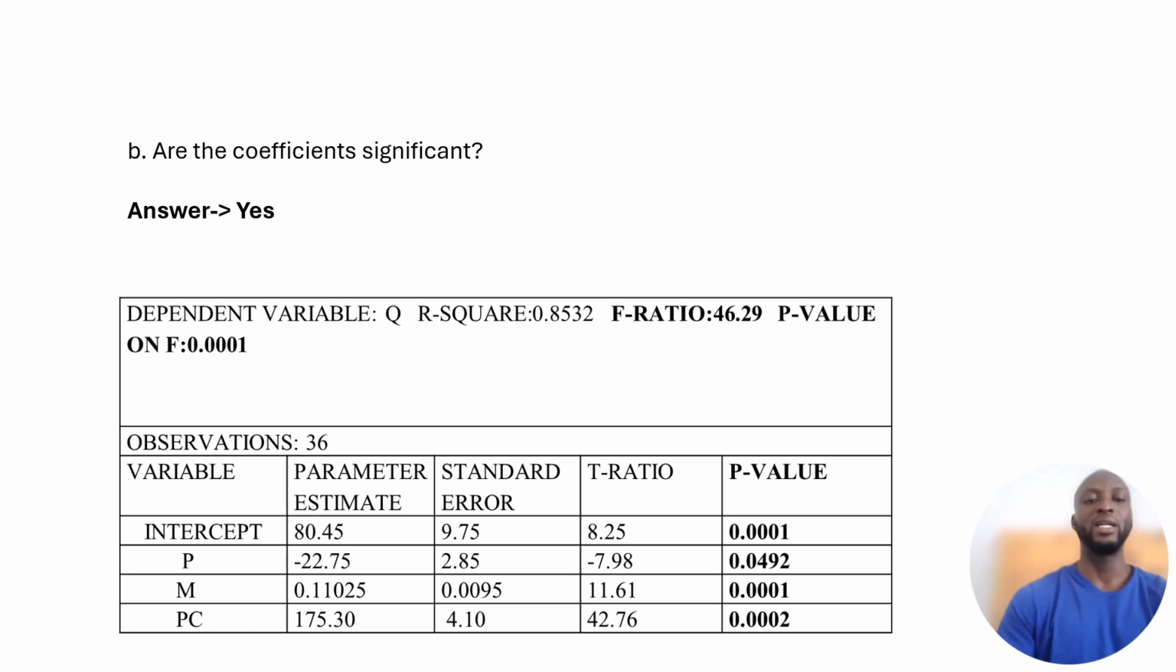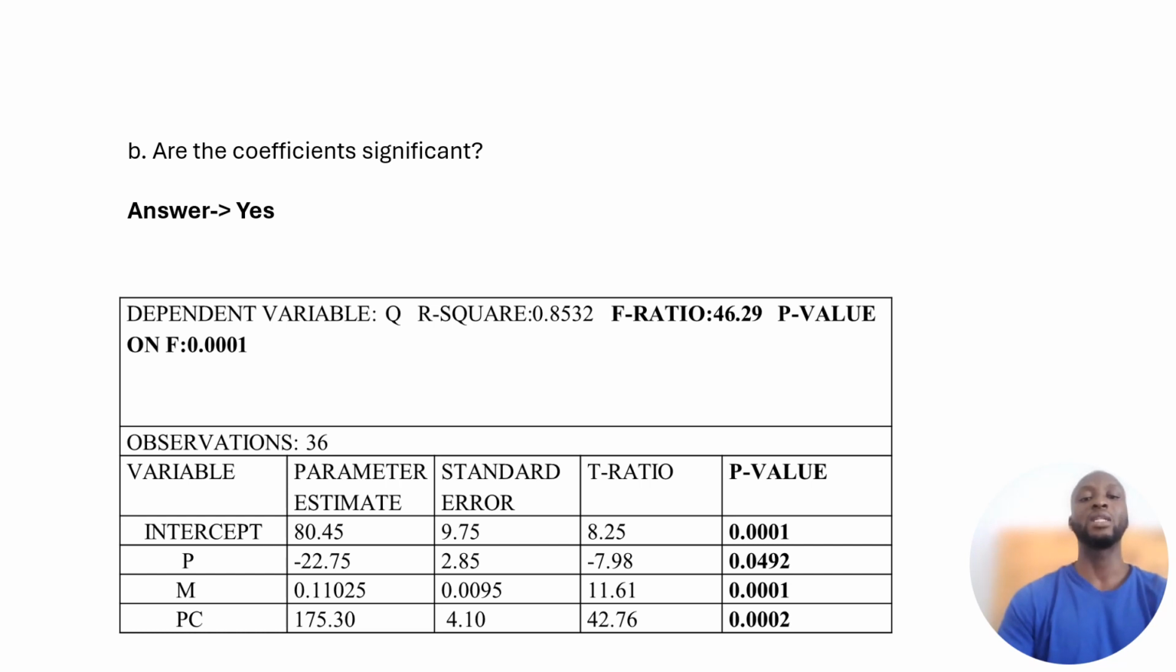You can see for the intercept, it is extremely low. For the price, how do we do this? We first look at the T ratio, okay? We look at the value here, 7.98. Is it statistically significant? Yes, 0.0492 is less than 0.05, so it is statistically significant. That's how you report it.